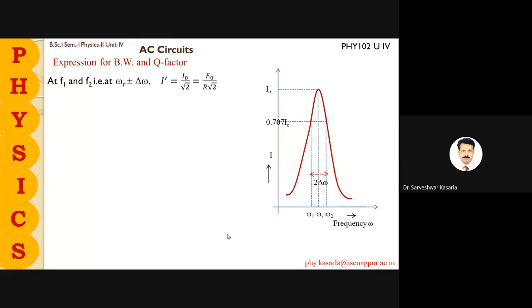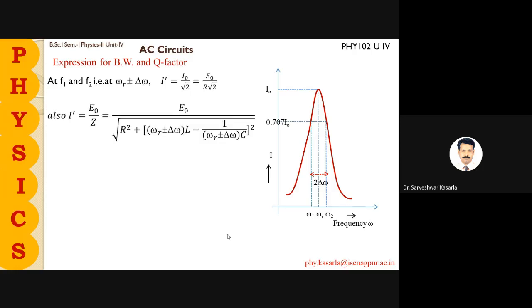So this is the graph where one can show the current versus frequency. Here I have taken the angular frequency omega on the x-axis. The difference between omega 2 and omega 1 is equal to 2 delta omega, because delta omega is the difference between omega R and omega 2, and omega R and omega 1. So the total difference will be 2 delta omega, and the maximum current is shown as I0.